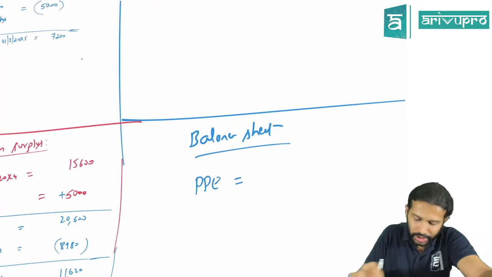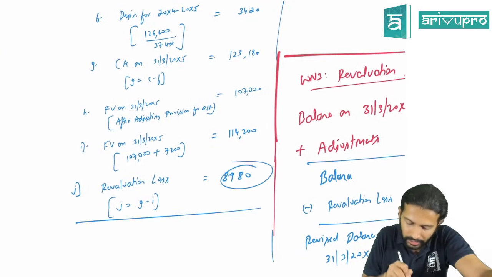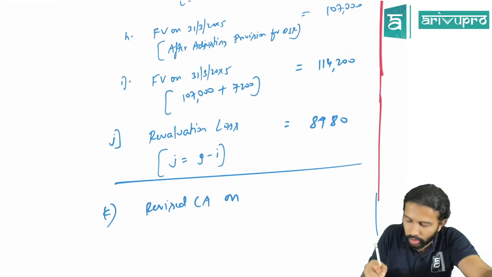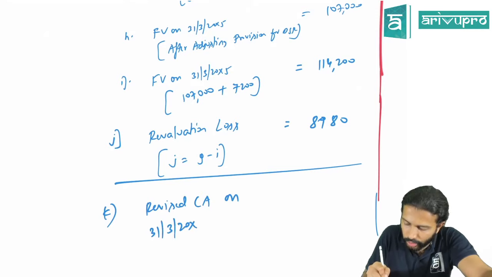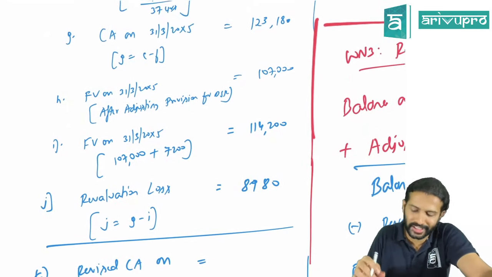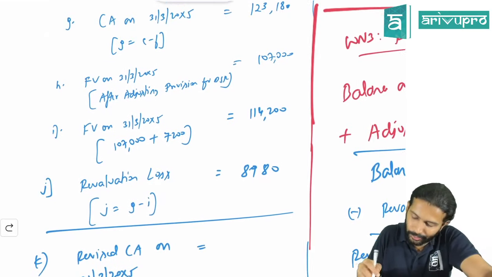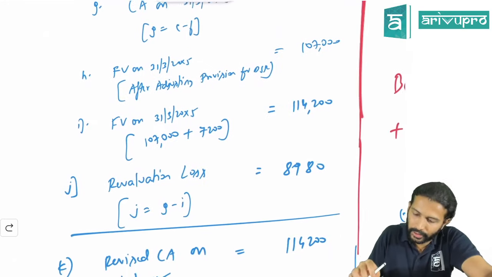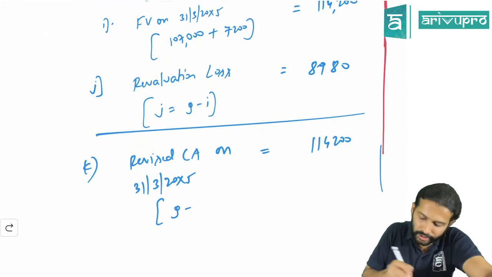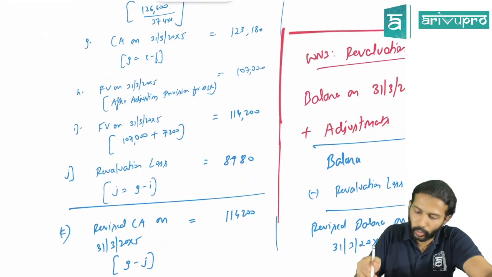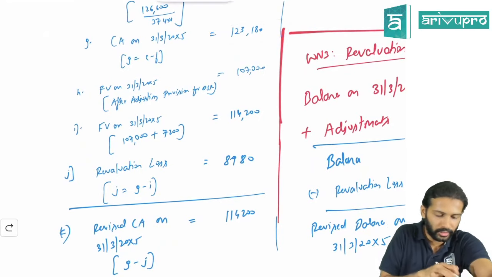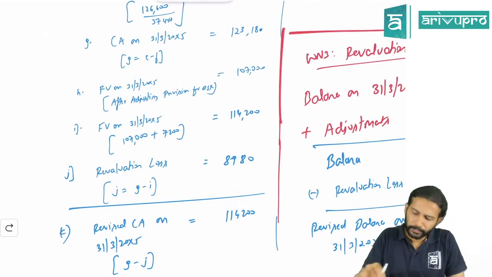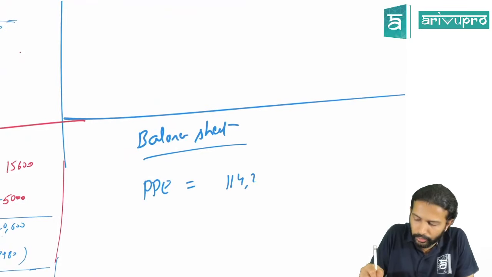PPE will be shown in balance sheet at, okay, after adjusting revaluation loss, the revised carrying amount. The revised carrying amount of PPE on 31st March 20x5 will be, obviously after revaluation you will show the asset at fair value only, no? So the fair value is 1,14,200. So it will become 1,14,200 only, even if you want to calculate. From the carrying amount 1,23,180, that is G, you have to reduce revaluation loss, that is represented in J. So if you do that, 1,23,180 minus 8,980, obviously you're going to get the fair value of 1,14,200. So the asset will be shown in the balance sheet at 1,14,200.